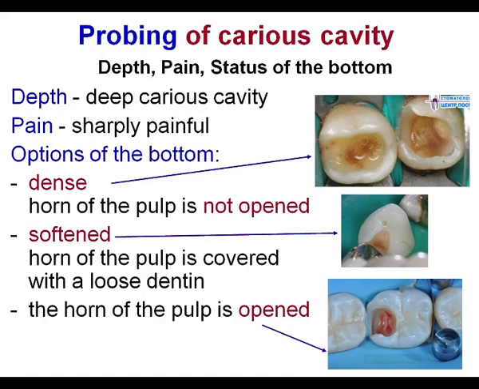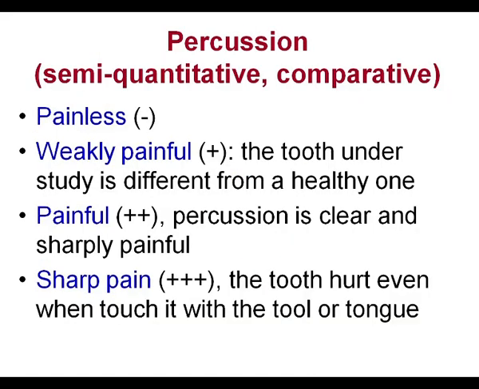As for depth, in pulpitis it is most often a deep caries cavity. Pain may be sharply painful, and as for the bottom, there are some options. It may be dense when the horn of the pulp is not opened, and softened when the horn of the pulp is covered with a loose dentin, or the horn of the pulp is opened.